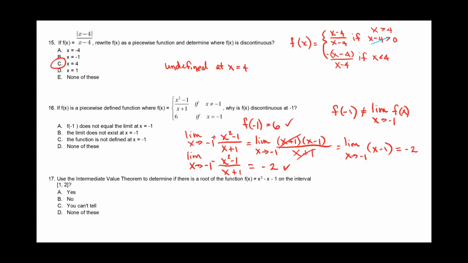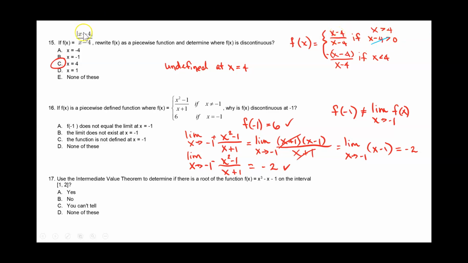All right, then for number 15, again, we want to know where this is discontinuous. So any absolute value is a piecewise. So let's rewrite this as a piecewise. To begin with, if what's inside our absolute value is greater than 0, we're going to get exactly what we started with. So if x minus 4 is greater than 0, we're going to get exactly what we started with.